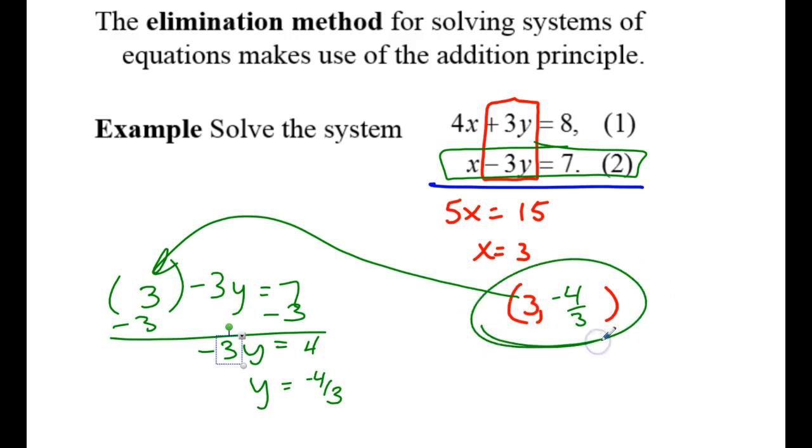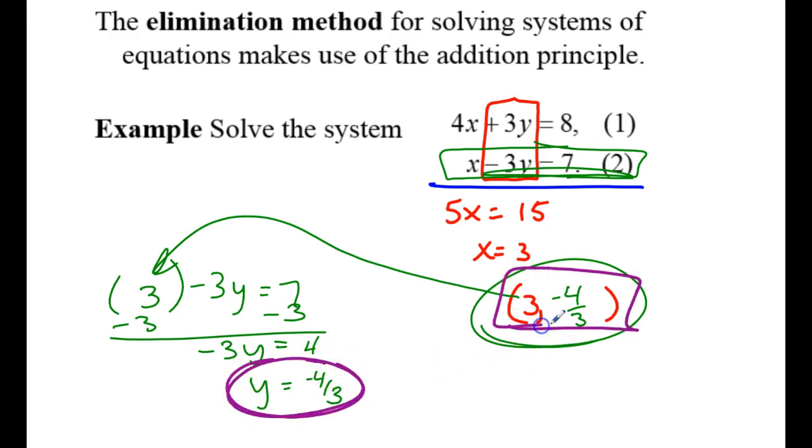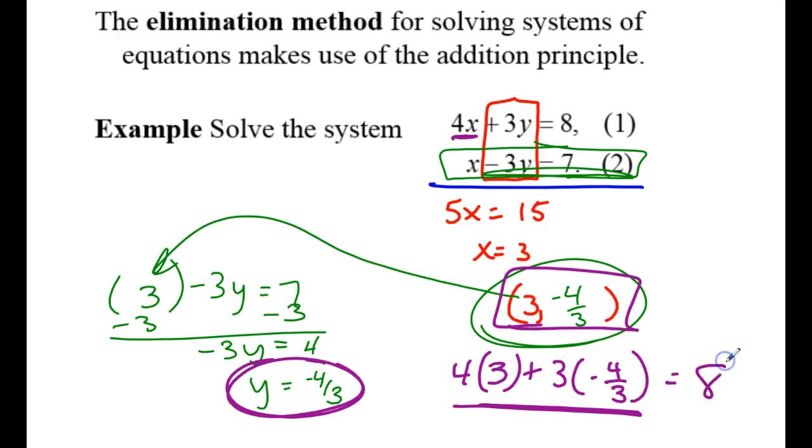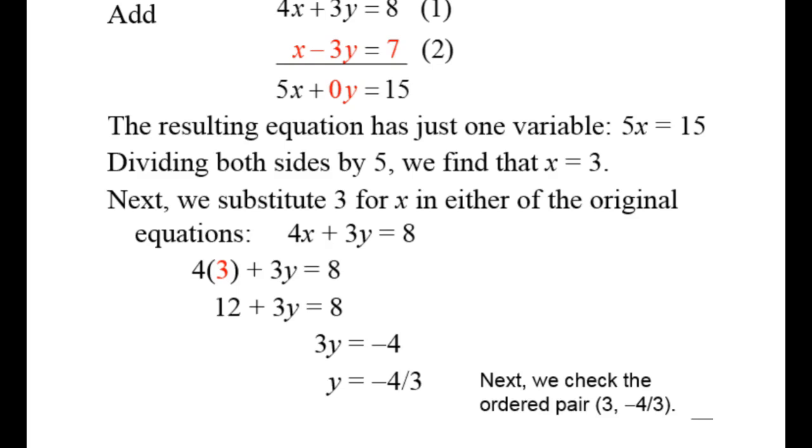You can go and actually check that. Again, I solved this by equation 2, so to check it, you might just want to quickly throw this into line 1. Since this was generated from line 2, let's go back this answer to line 1. So 4 times the 3, the x value, plus 3 times the negative 4/3, and I would probably just take a calculator, punch that in, and see if that's really equal to 8. That should check. Here's the author's version of how they worked this out. Looks like they got the same answer.